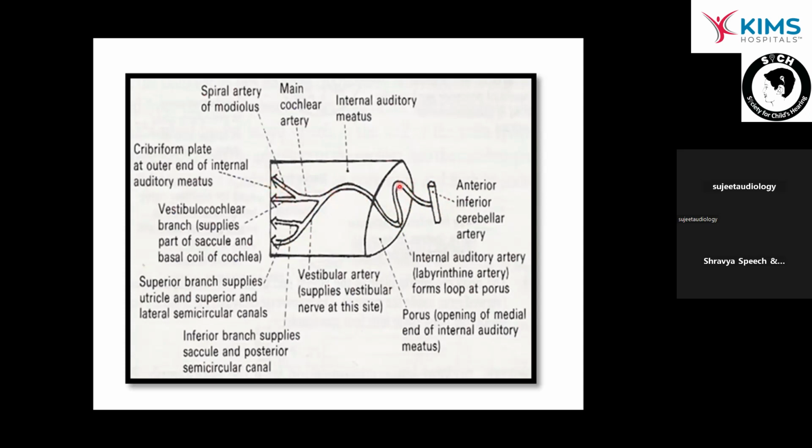Now suppose there is a blockage of this artery somewhere here, what will happen is both the cochlear hair cells can die as well as the vestibular hair cells can die.